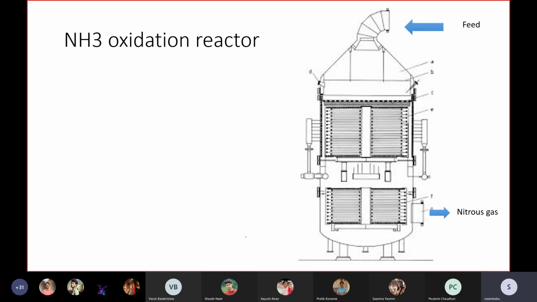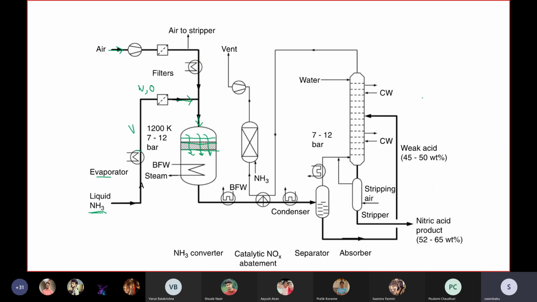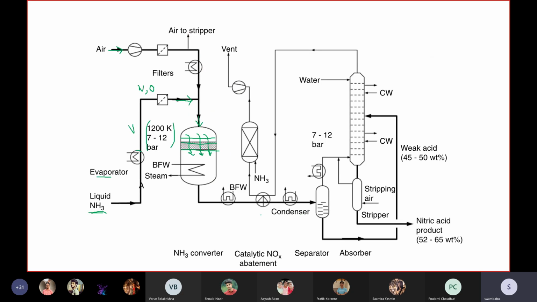The gases leaving the ammonia oxidation reactor will be at very high temperature because this is a highly exothermic reaction, minus 907 kilojoules per mole. Also, to keep the residence time short, they operate at very high temperature, almost 1200 Kelvin. These are the reactor conditions. So we need to cool down to 400 Kelvin because the next reaction, nitric oxide to nitrogen dioxide, is favorable at 400 Kelvin.